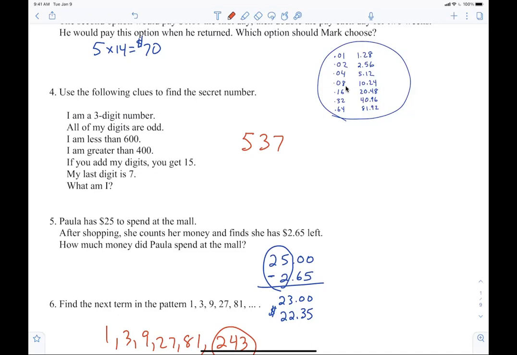Yeah, that's fine. Did anybody else get something else? I got 447. But each digit is odd. Oh, so that's okay. Anybody else? If you add my digits, you get 15. Oh, wait. Is that good? All right, thank you, Nora. That was nice. 537. It's a little puzzle.